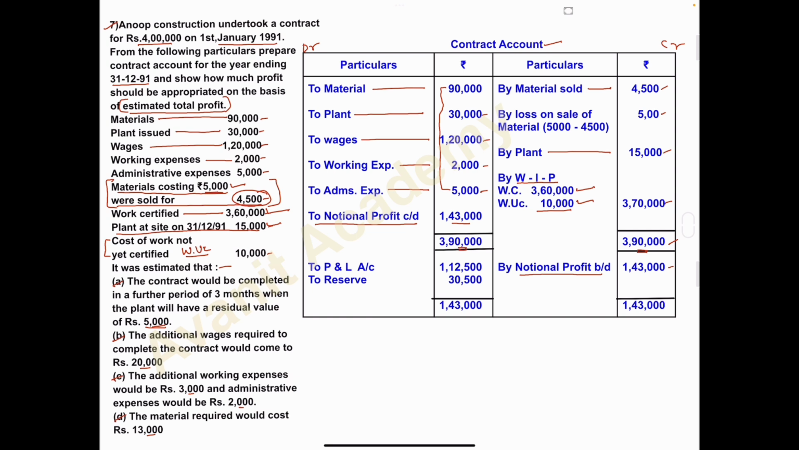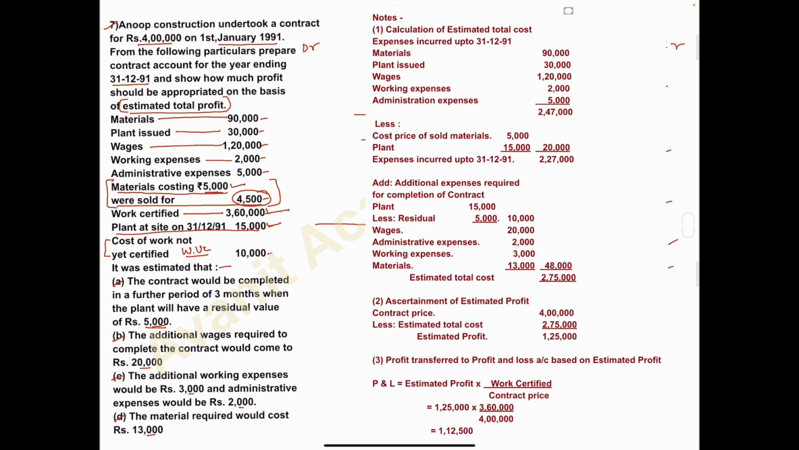In this problem, they have not clearly given the estimated profit, but they have given certain information. By taking all this information, we can calculate the estimated profit. So let's calculate the estimated profit. Okay, let's prepare the notes. First, we have to calculate the estimated total cost. Note number one, calculation of estimated total cost.